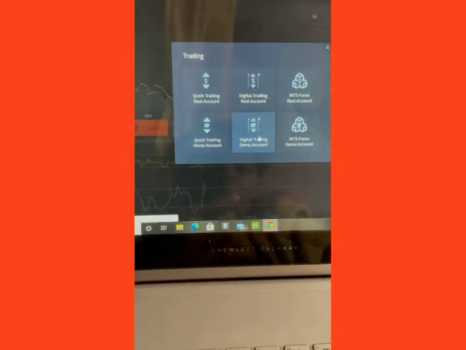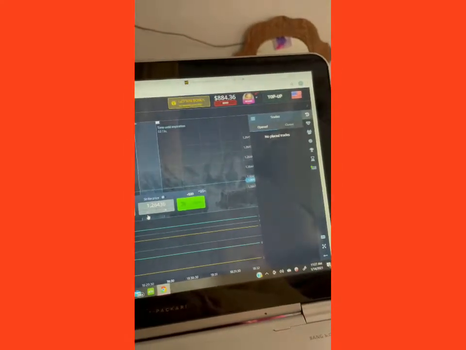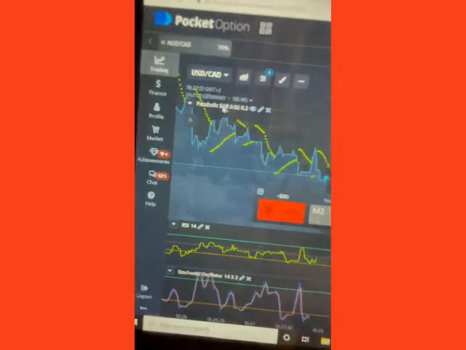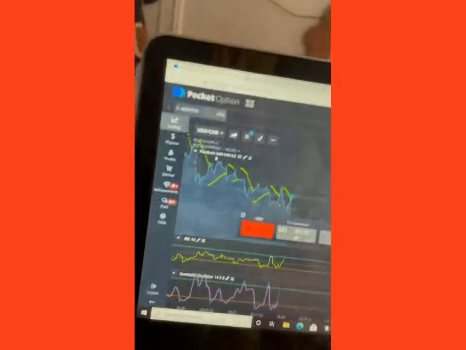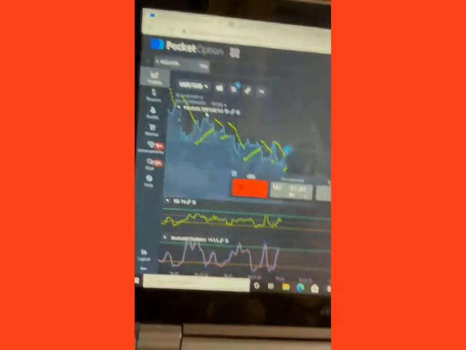So this is going to be the digital training demo account. Like it's digital. That's what you would click on to make sure you're in your demo. Your name or your username and all of that should pop up at the top. We're on USD CAD. We got our parabolic, I can't even say it, we got our stars, and then we got our RSI.